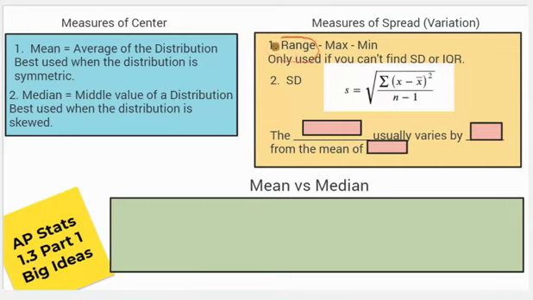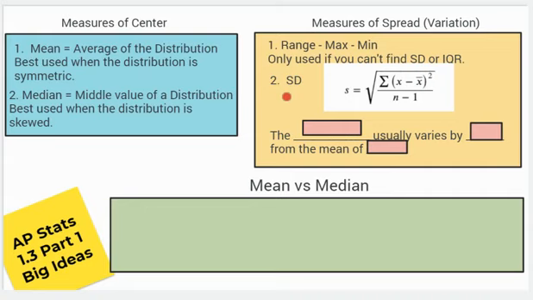The first one is range, and we know that range is equal to the maximum minus the minimum. So that should be an equal sign right there, not a dash, but the range is equal to the maximum minus the minimum. Now, you really should only use the range to describe the spread or variation if you can't find standard deviation or the interquartile range. I said a second ago that there was going to be a third one, and that's interquartile range, but we won't get to that until part 2 of this lesson. So if you cannot find the standard deviation or the interquartile range, then it's okay to use the range. But it's probably the measure of spread that will be used the least.